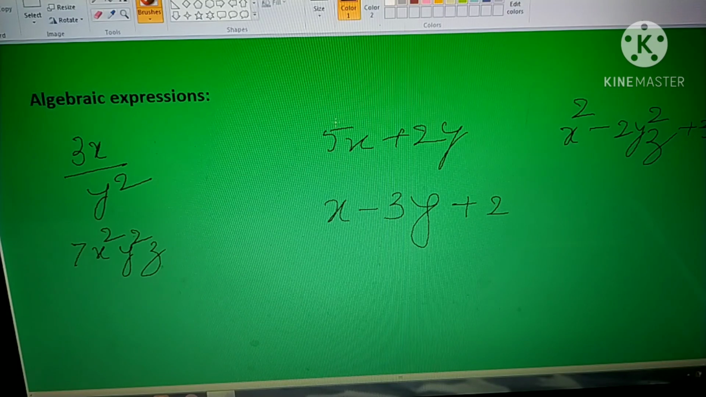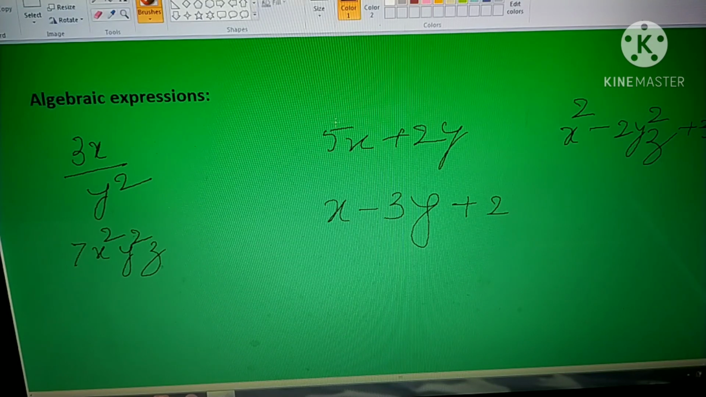An algebraic expression is a combination of literals and numbers connected by one or more of the symbols plus, minus, multiplication and division, like these mathematical operations. Okay, so this is called an algebraic expression. An algebraic expression can be divided by plus or minus with these operations. So when we divide an algebraic expression with these plus or minus symbols, then we will get terms.